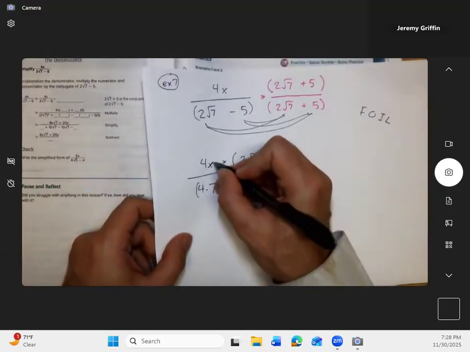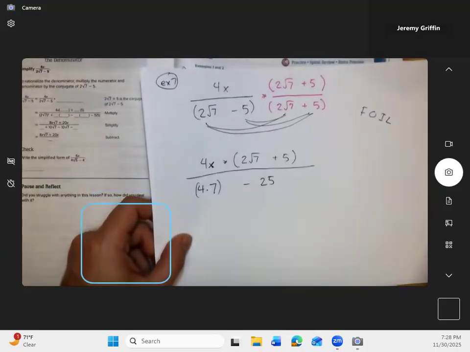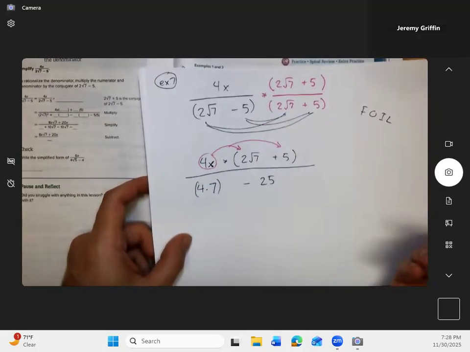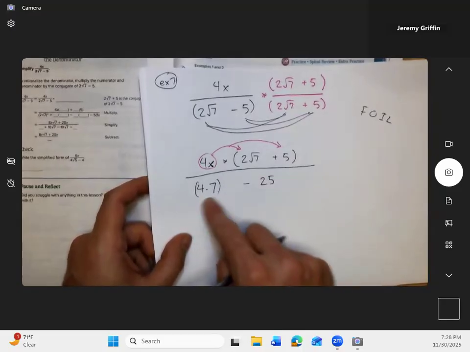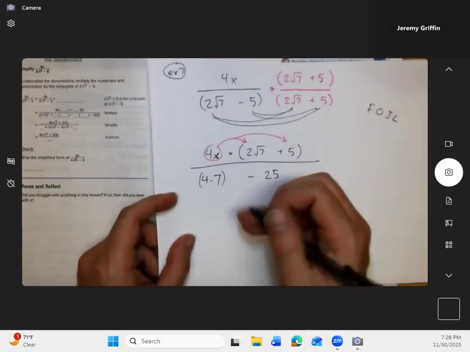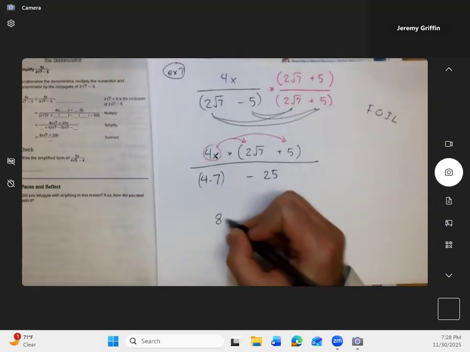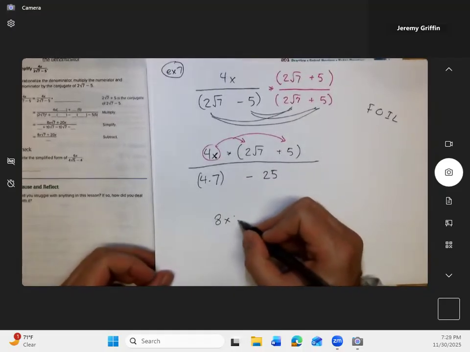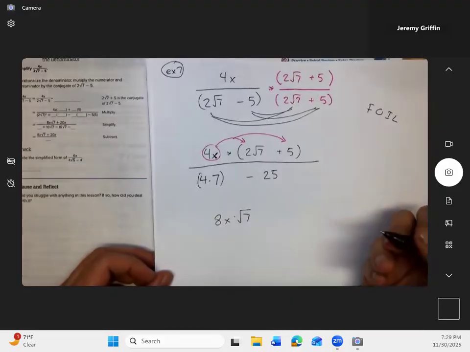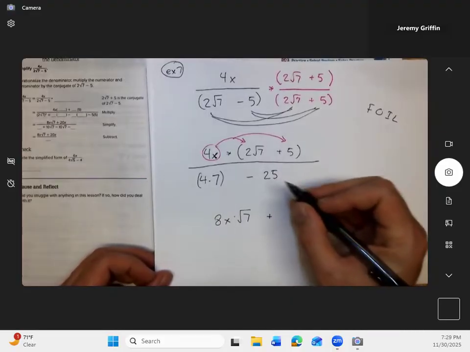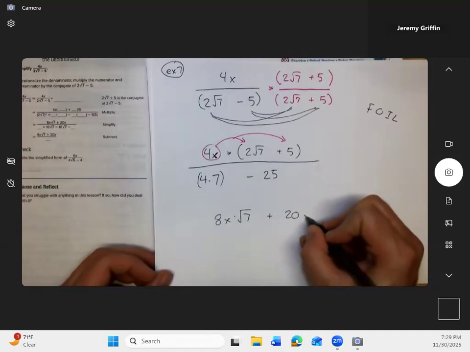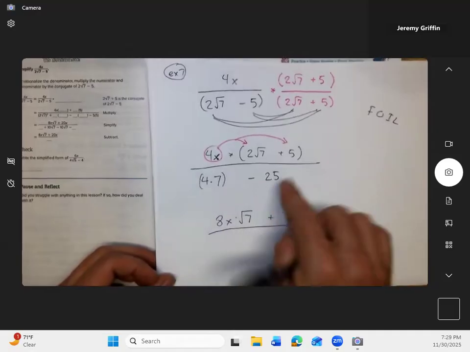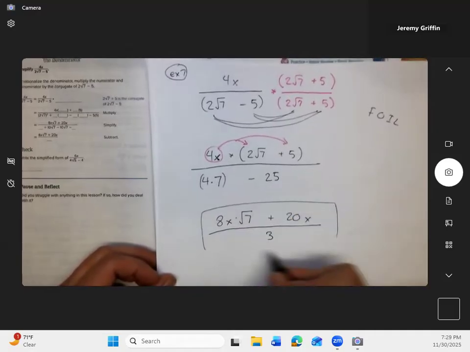So I still have some cleanup work I could do. I can distribute this 4x into each of these two terms, and then I can treat the denominator as 28 minus 25. So 4x times 2 is 8x, and I still have the root 7. Then plus 4 times 5 is 20, that'd be 20x. And then this is all divided by 28 minus 25, which is 3. There you go. That's it.